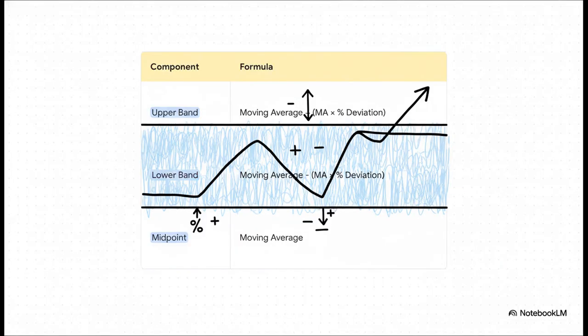And here's the formula, laid out plain and simple. You've got your midpoint, which is just the moving average. Then the upper and lower bands are just that fixed percentage, added or subtracted. That's really the defining feature of the envelope indicator, that simple fixed percentage approach.